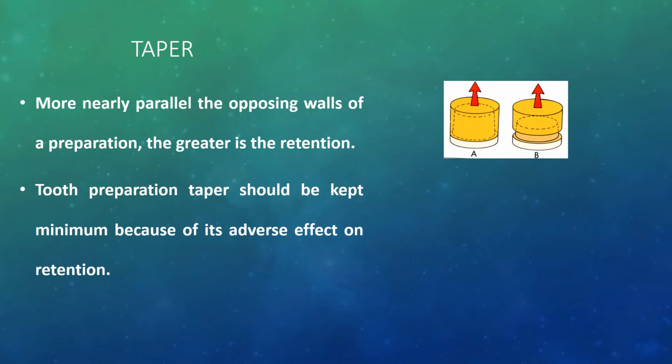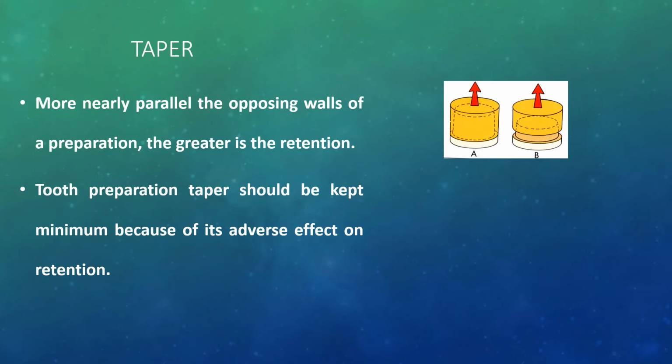When you try to over taper it, what happens is you're compromising on retention, and your crown might not be seated on it completely. Sometimes it might also come out of the abutment tooth. The cement will lose its properties.